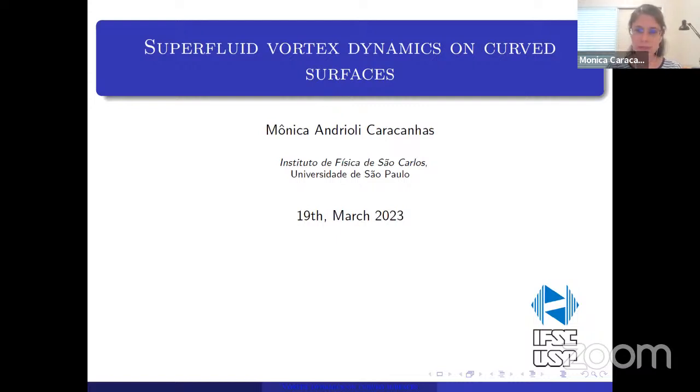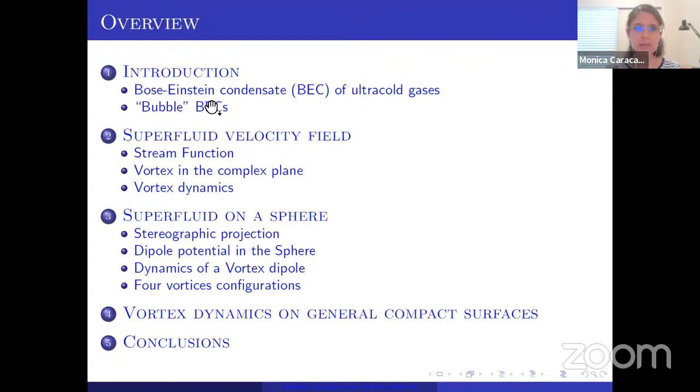Let's go to the overview of the talk. I'll start with the introduction: Bose-Einstein condensates in gases. Then I will talk a little bit about the bubble trap. Then I will describe superfluidity, the velocity field in the case of a 2D plane, and superfluid vortices in 2D, and go on to the topic of interest, superfluid vortices on a surface. Finally, I generalize not just to the sphere, but to all axially symmetric compact surfaces. And then the conclusion.